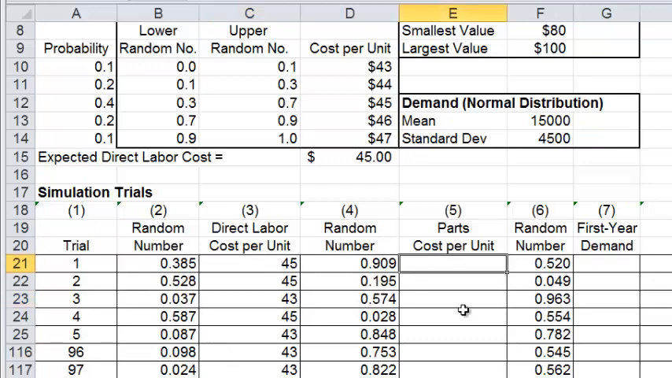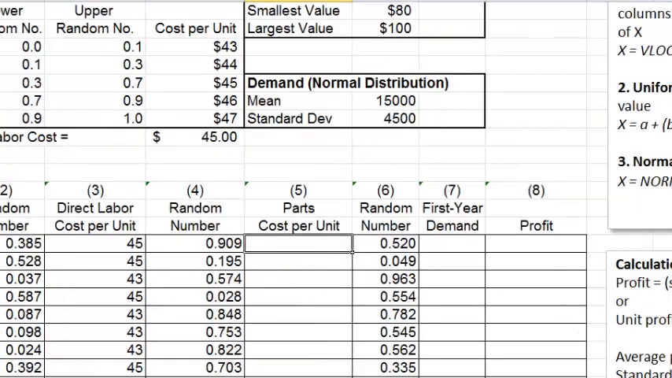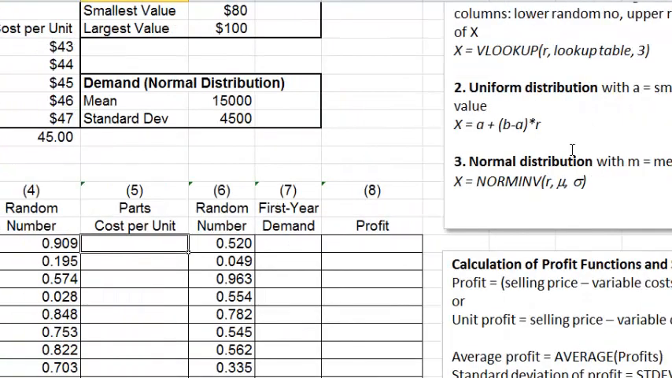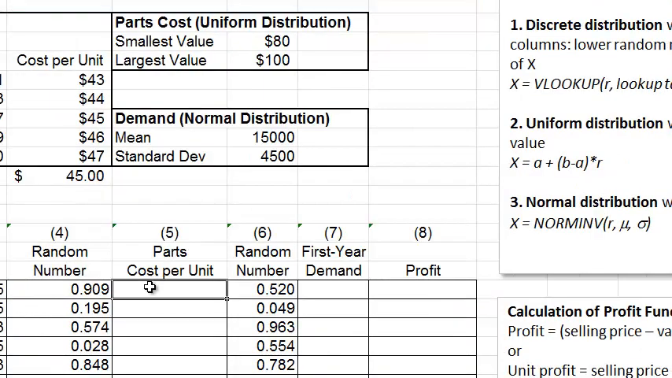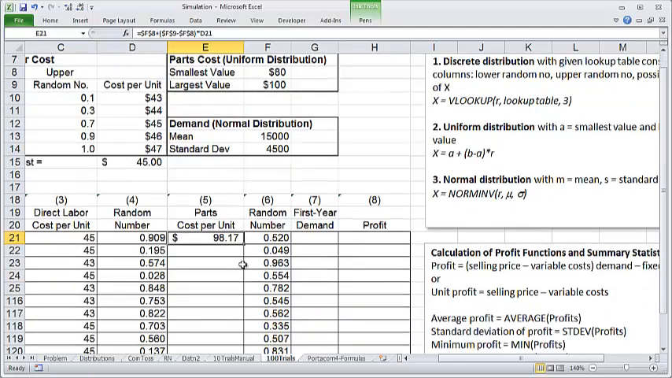Now let's take a look at the parts cost per unit. Remember, this had uniform distribution, so we would be following this formula. So it's smallest value, 80, dollar signs, plus largest value, dollar signs, minus the smallest value, dollar signs, then times the random number. So 9817, and then copy it down.